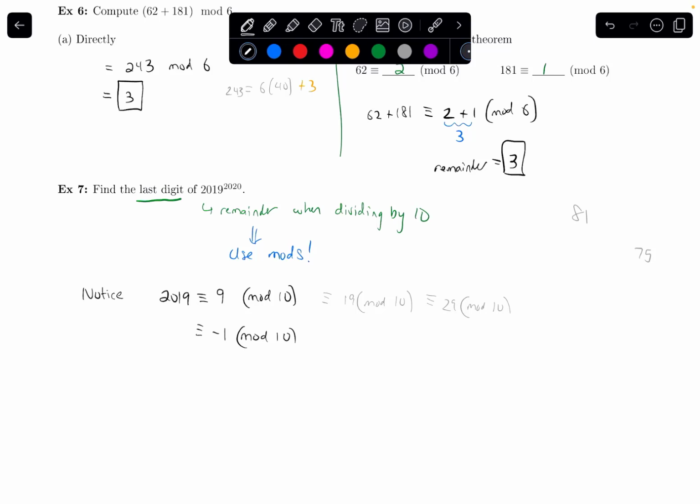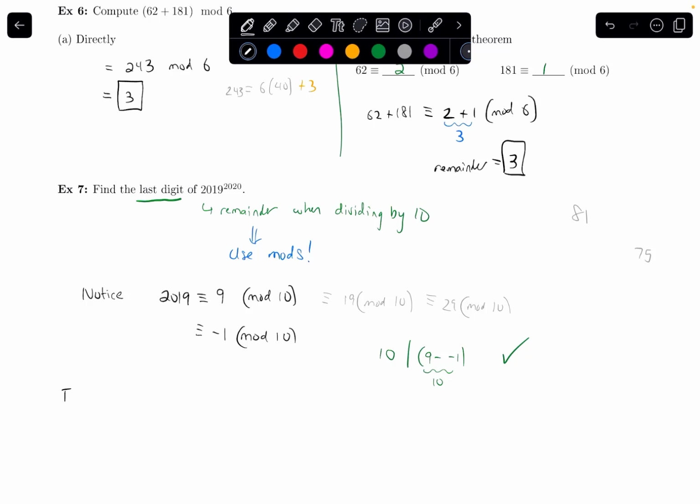Just as a check for why that is, remember the definition of this congruence symbol: if I take the 10, will that evenly divide these two things subtracted? Will that evenly divide 9 minus -1? Well, yeah, 9 minus -1 becomes 10, and 10 divides 10. So I'll put a check mark. That's why it's okay to say that this is congruent to -1 mod 10.